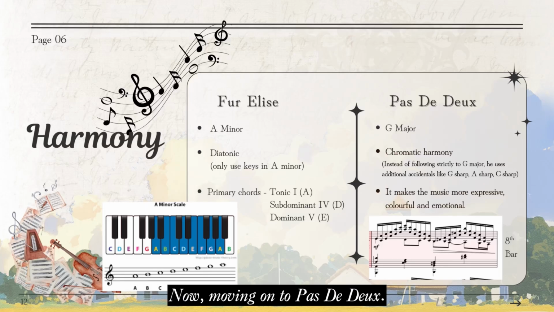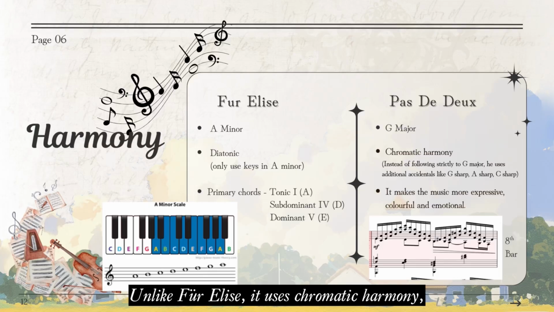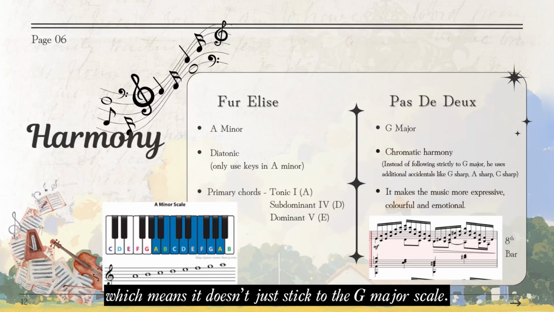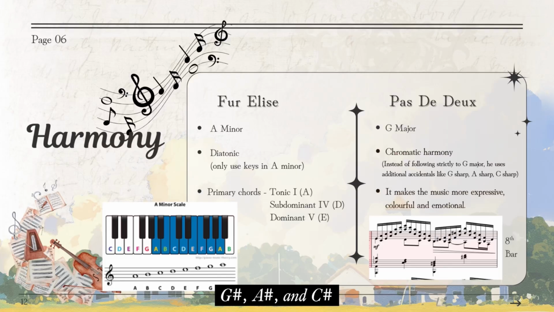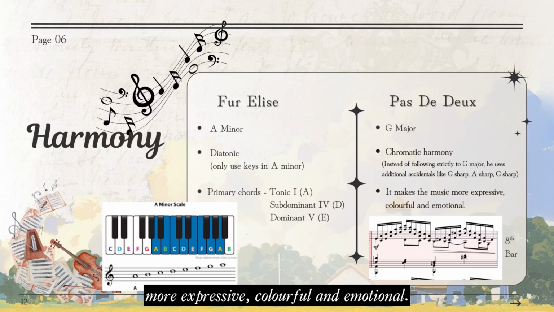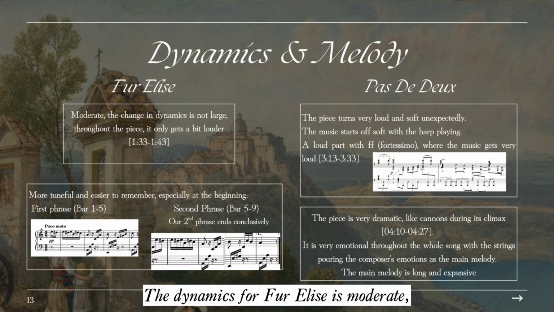Now moving on to Pas de Deux. This piece is in G major. Unlike Für Elise, it uses chromatic harmony, which means it doesn't stick to the G major scale. It adds accidentals like G sharp, A sharp, and C sharp. This makes the music more expressive, colorful, and emotional. The dynamics for Für Elise are moderate, gradually getting louder but not drastically.